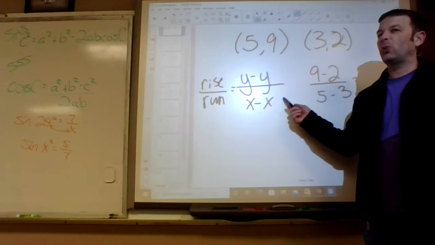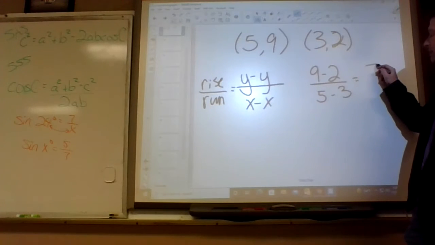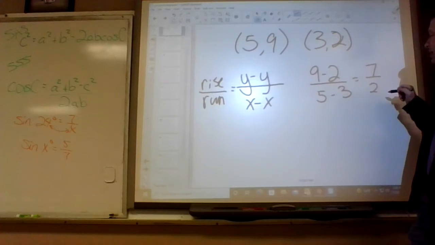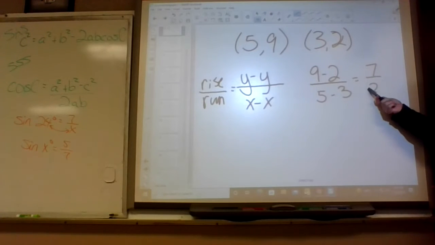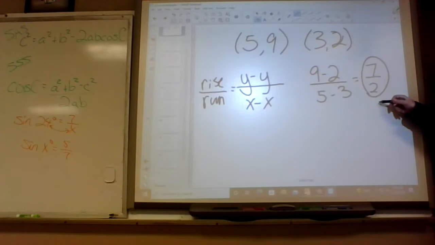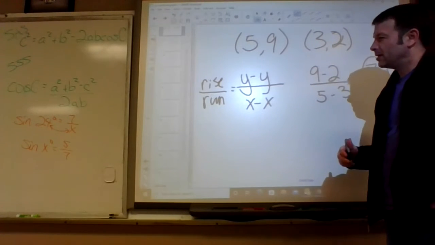Be quiet, Janet. Okay, anyways, 9 minus 2 is 7, 5 minus 3 is 2. If it reduces, you need to reduce it. If it is a negative over negative, you need to make it positive. But you don't have to change it to a mixed number. Usually, for slopes, we want to leave them as improper fractions.